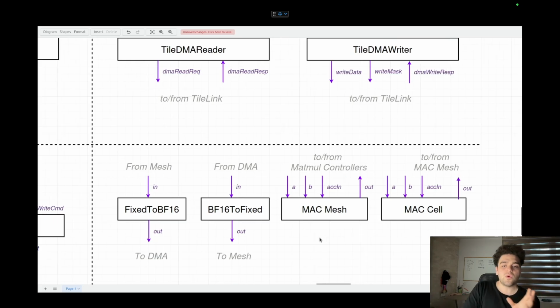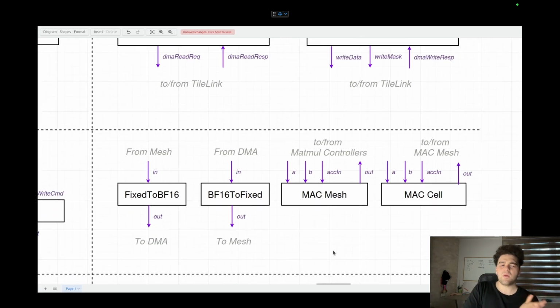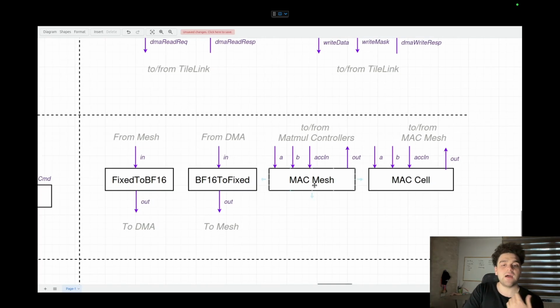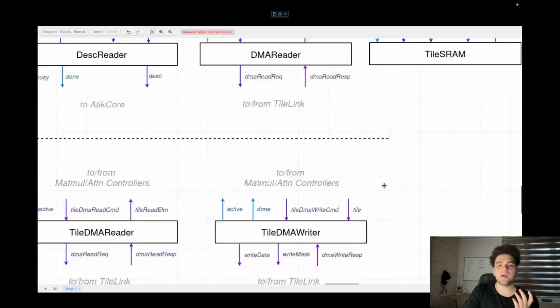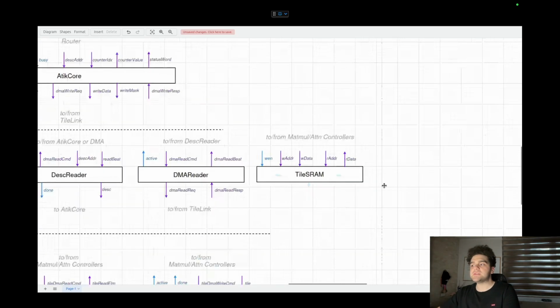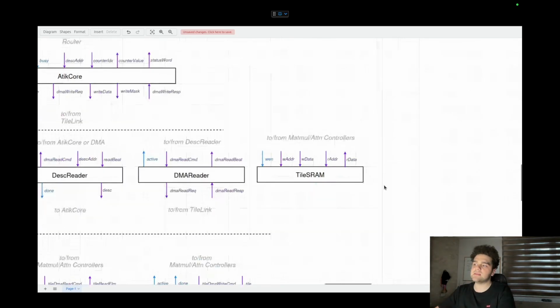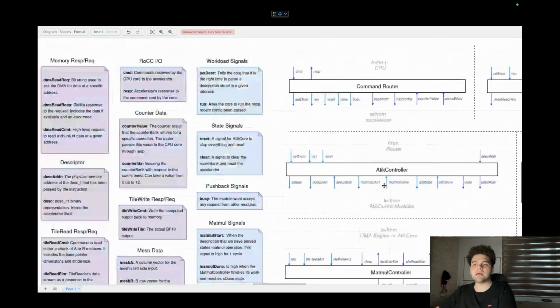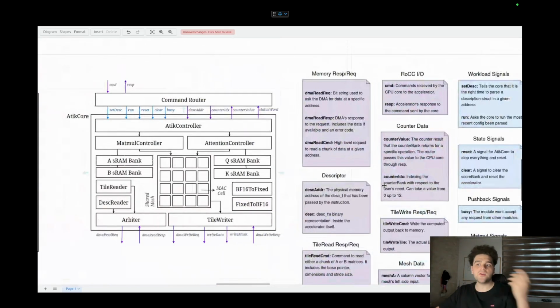Now coming to these simpler modules, you can see that we have a module that converts fixed to BF16 and BF16 to fixed with a certain amount of precision loss. We also have a MAC mesh. A MAC mesh is a multiply-accumulate mesh, which contains a bunch of MAC cells like we have seen earlier. And finally, we have the tile SRAM. Tile SRAM is the cache, the AB cache that we were talking about earlier. So when you stack a bunch of these tile SRAMs on top of each other, you can form a 2D array, and this 2D array will form the AB SRAM or the QK SRAM.